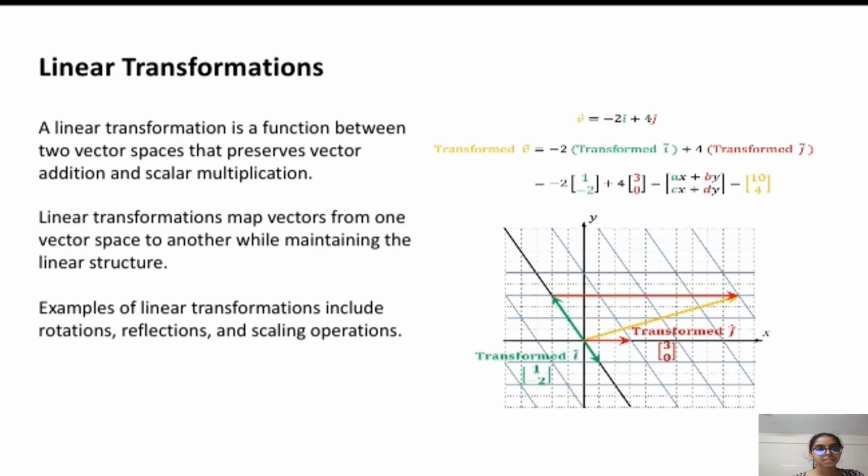Linear transformations. A linear transformation is a function between two vector spaces that preserves vector addition and scalar multiplication. Linear transformations map vectors from one vector space to another while maintaining the linear structure. Examples of linear transformations include rotations, reflections, and scaling operations.